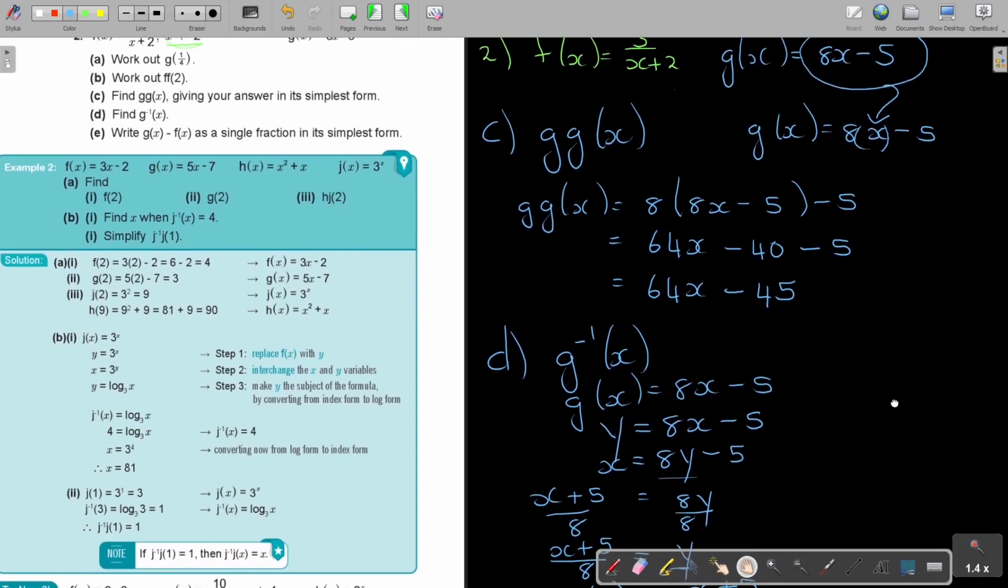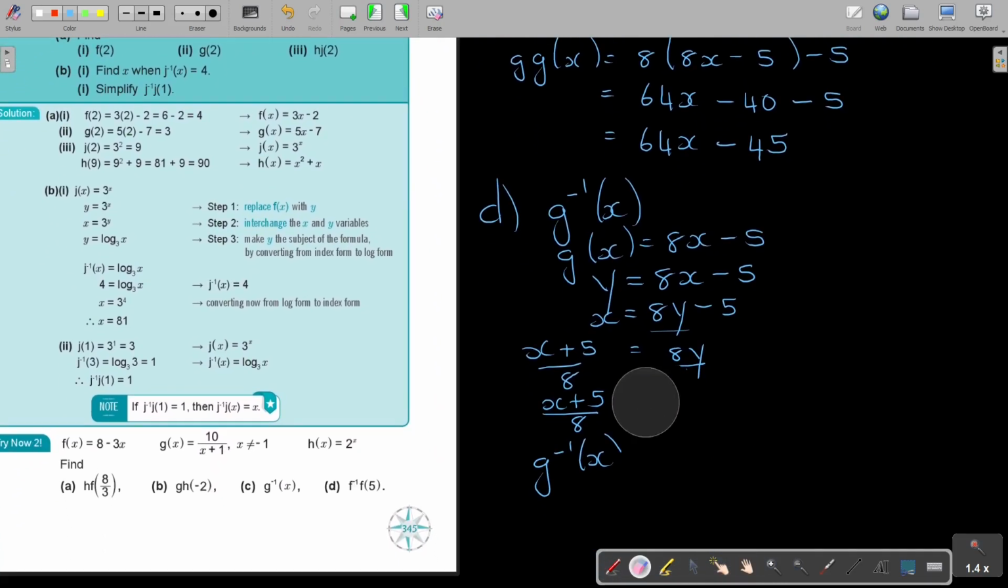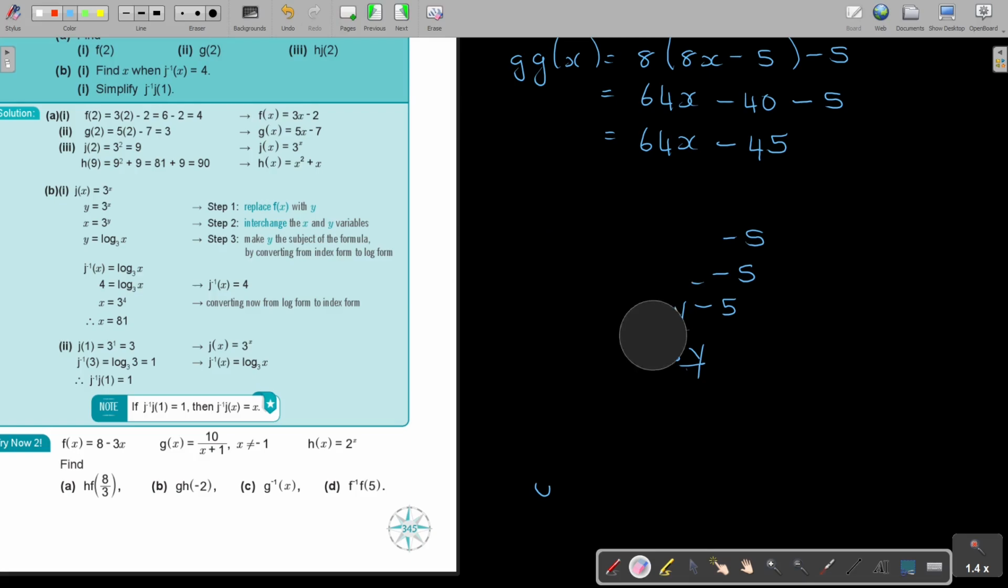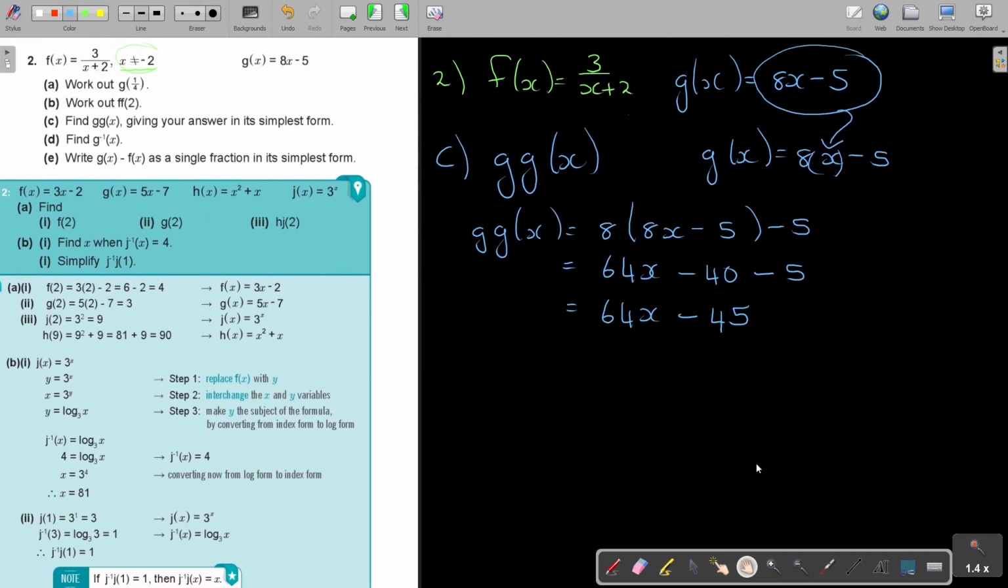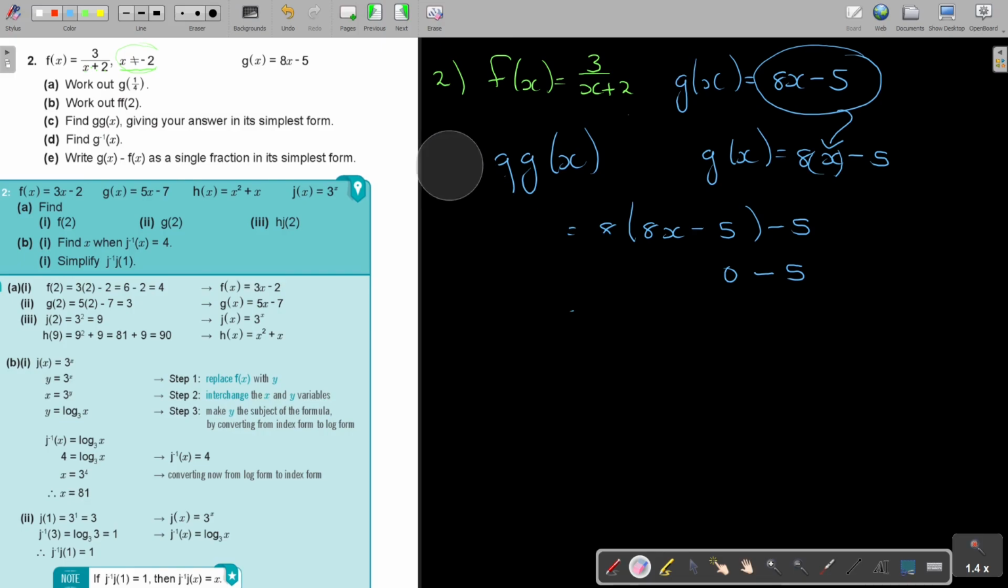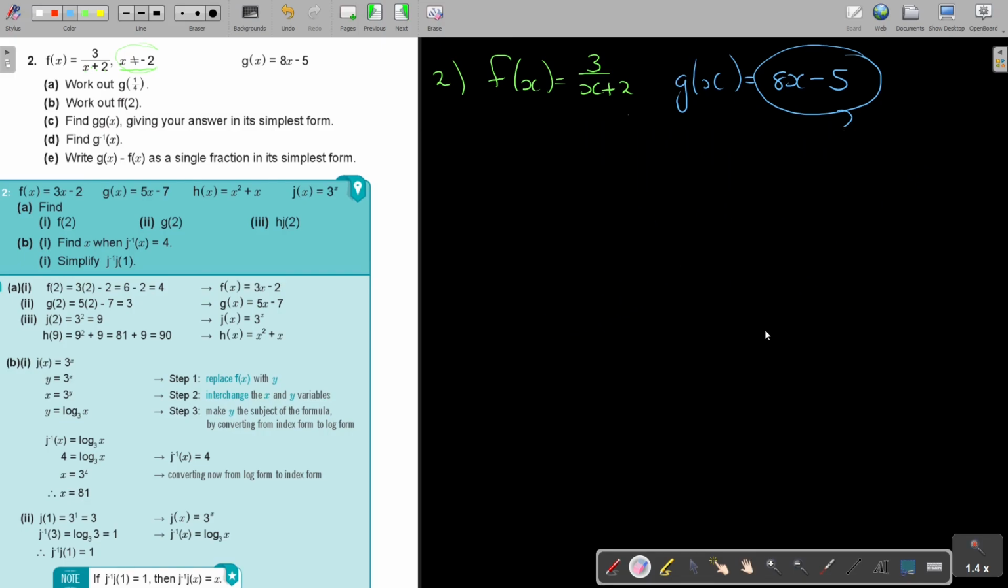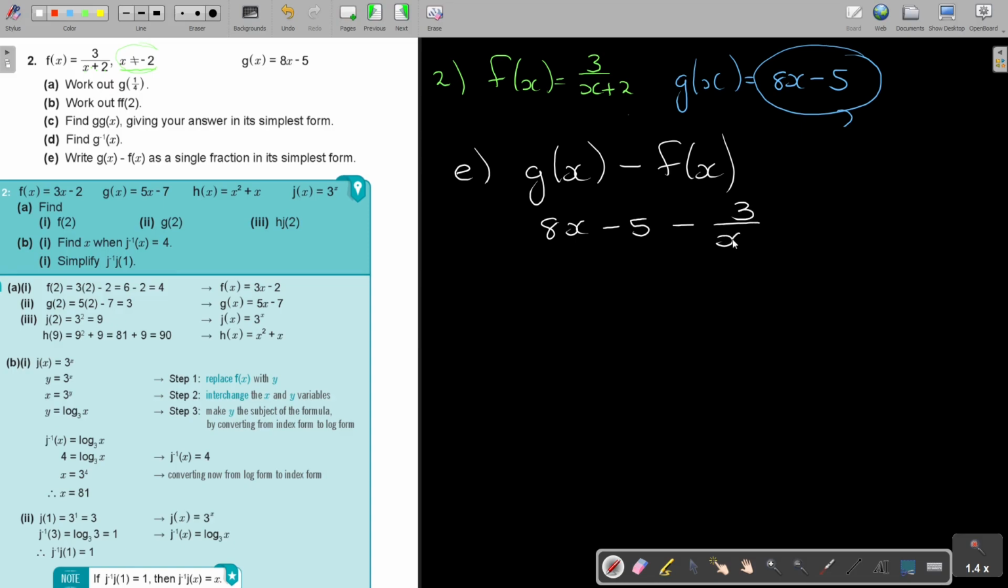Okay, and let's do the last one. I'm going to make nice space for it. Now, this is making use of both functions. Testing algebra also a little bit. Okay, so because functions are like an equation, do you see? So I'm doing the final one, and that's number E, and it's saying g of x minus f of x. Okay, so let's just write it down. So it's 8x minus 5 minus 3 over x plus 2. Okay, so it's almost like a fraction. Do you see that? So let's just put the equal sign there.